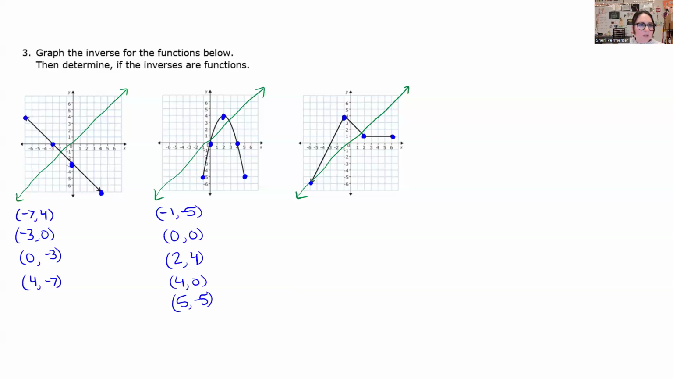One thing that I don't want us to forget is that as soon as we graph it, we have to determine if the inverses are functions. We don't want to forget that part of the question.